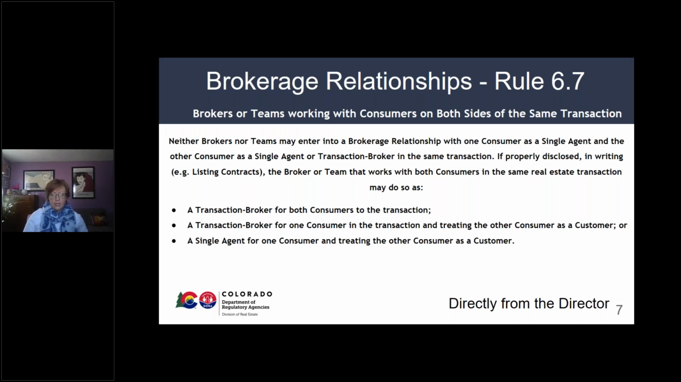Now, if I'm a single agent for my seller and there's an unrepresented buyer that comes in and the seller has authorized me to revert to being a transaction broker to cover both sides of the transaction, I'm allowed to do that. I'm going to need to do a change of status disclosure with my seller, though, if that buyer wants me to represent them as a transaction broker.